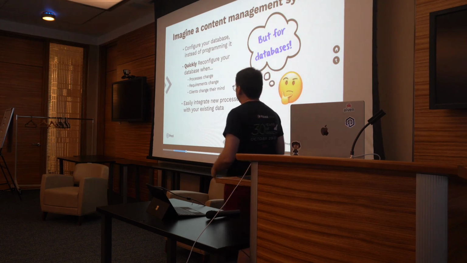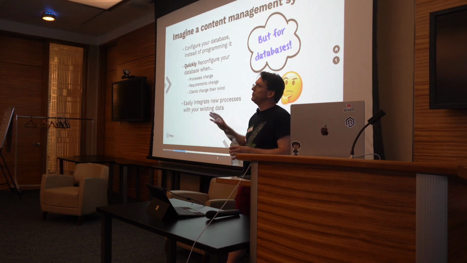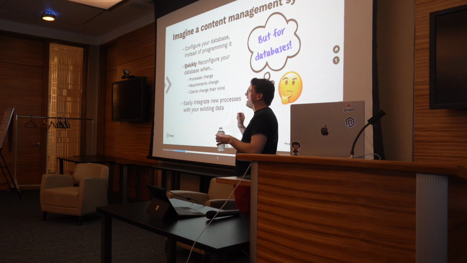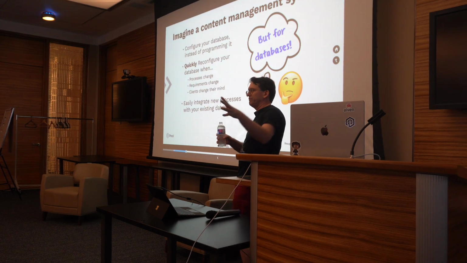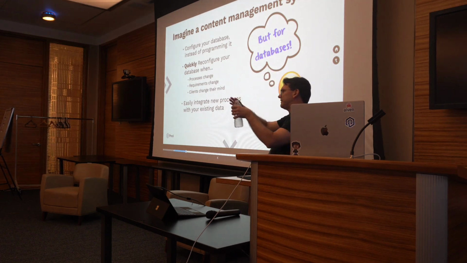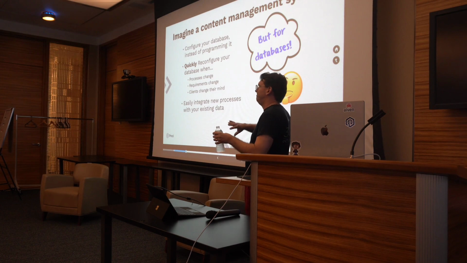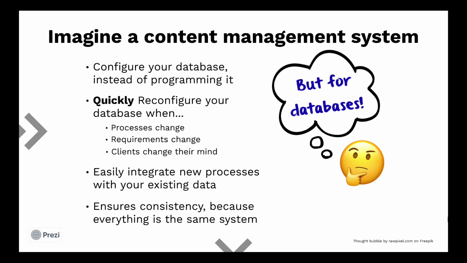Easily integrate new processes with your existing data. So if you built out something, and then it's like, hey, we need this new thing, and like half or more of what it needs to draw on data-wise, we already have in this system over here. So why don't we just extend that instead of buying a new app and trying to integrate these things and so on. And it ensures consistency because everything is in the same system. It's one platform to model all of the data and all the connections between it.